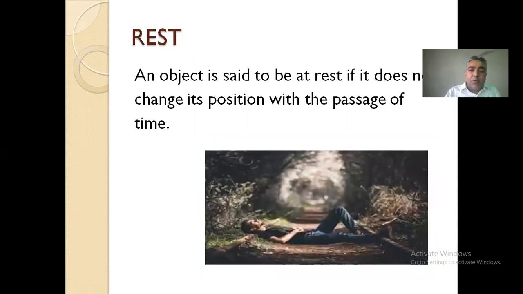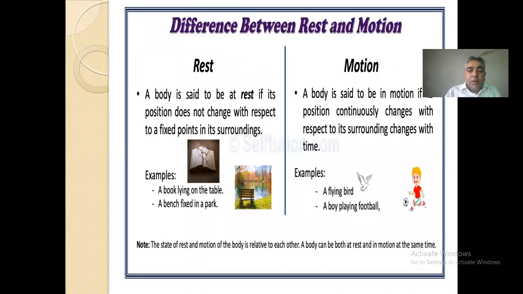An object is said to be at rest if it does not change its position with the passage of time or with respect to the surroundings. So what is the difference between rest and motion? A body is said to be at rest if its position does not change with respect to a fixed point in its surrounding. For example, a book lying on the table, a bench fixed in a park. These are rest positions.